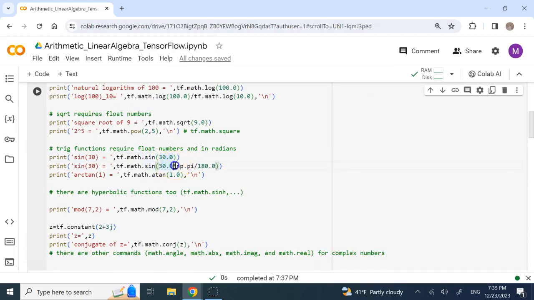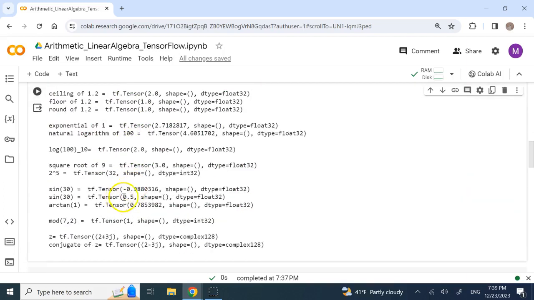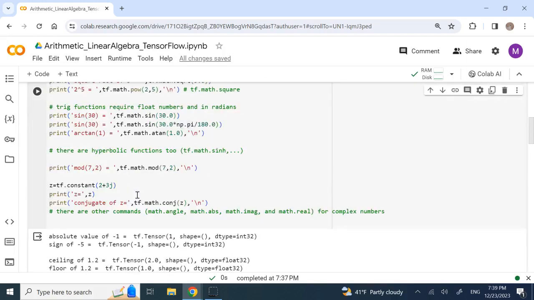So if I want, I have to convert that 30 into radians. How do I do that? I need to multiply it by pi divided by 180. And for pi, I can use numpy.pi, right? And now you can see it's exactly what? 1/2. So pay attention to that.